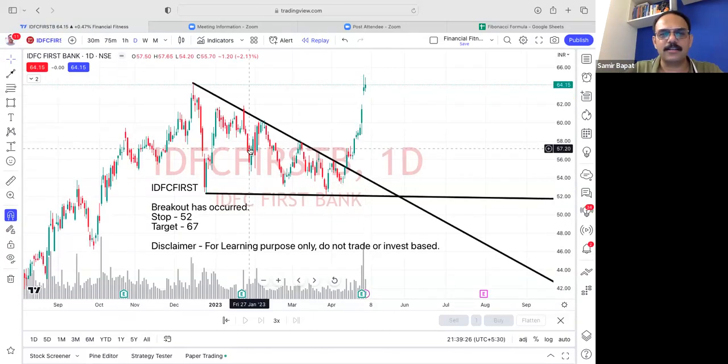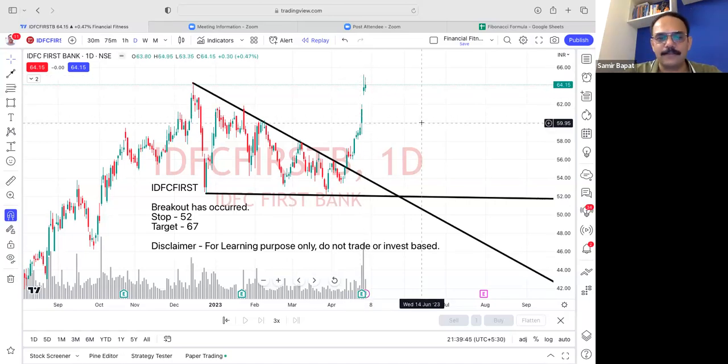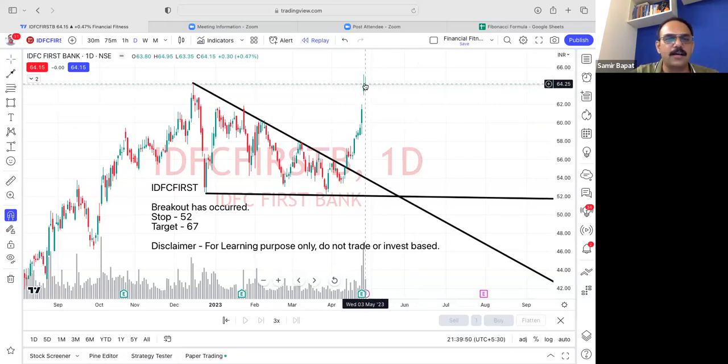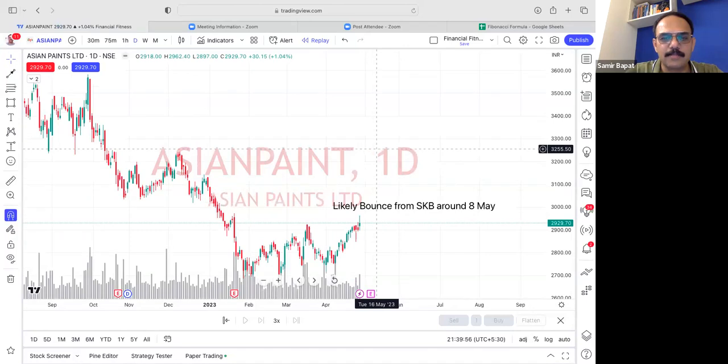See, IDFC Bank, we shared this trade sometime around 20th April. How beautifully it is fulfilling the promise of the triangle. So this is the triangle. Breakout happened here. It is simply trying to prove the breakout of the triangle in one go. Almost it reached till 65. The target was 67, but within 2 to 3 days. Okay, Adani, nothing is happening right now. I'll be declaring this later.